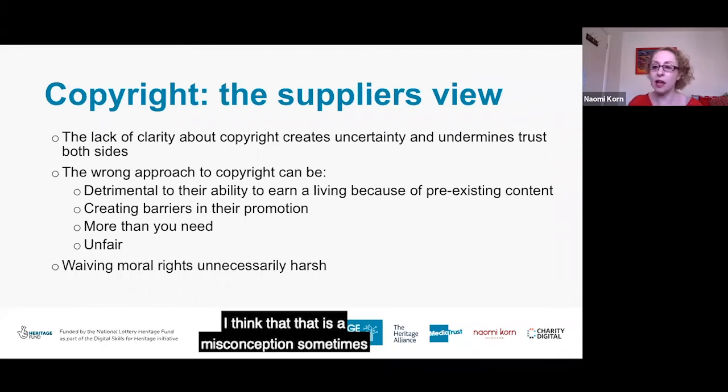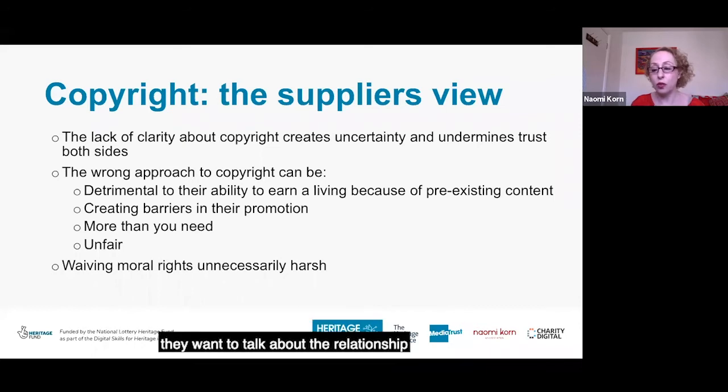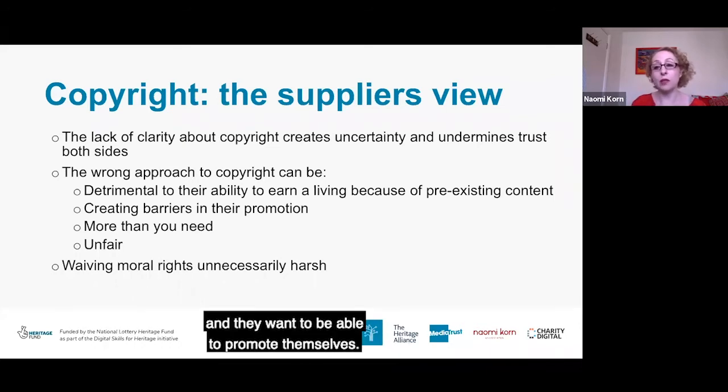I think that is a misconception sometimes, that you either need to own the rights or not at all. And there are some halfway houses that we can achieve, but it's fundamental to understand that the wrong approach to copyright when dealing with suppliers can be detrimental to a supplier's ability to earn a living, because, as I mentioned earlier, they often come with content that they've created before. So it's about understanding how that works. Many suppliers want to, quite understandably, talk about the work that they're doing for you. If it's not work that they're carrying out in confidence, they want to talk about the relationship and they want to be able to promote themselves.